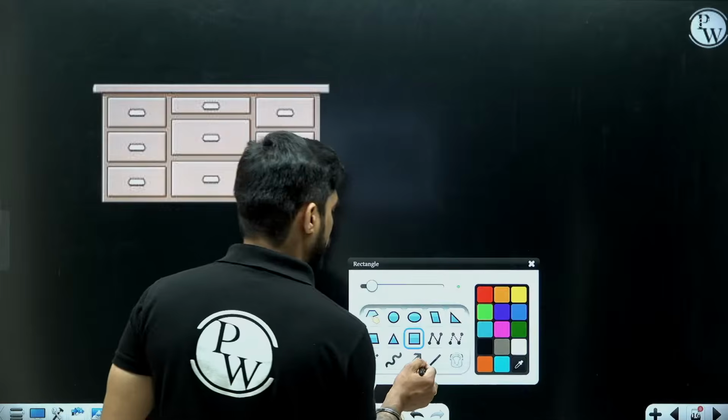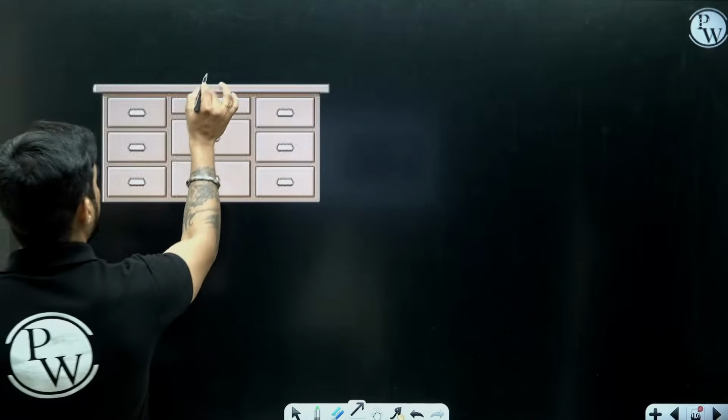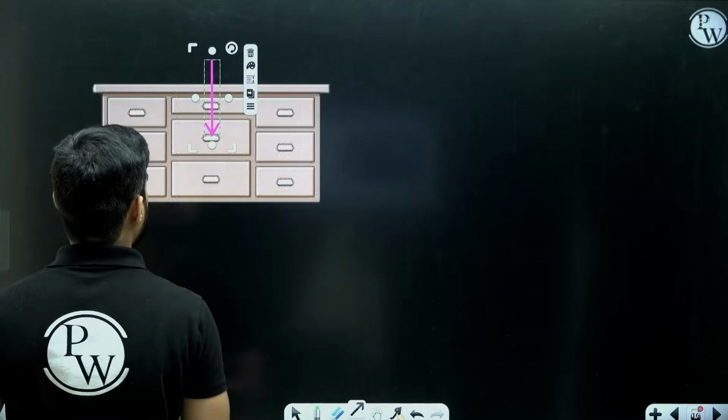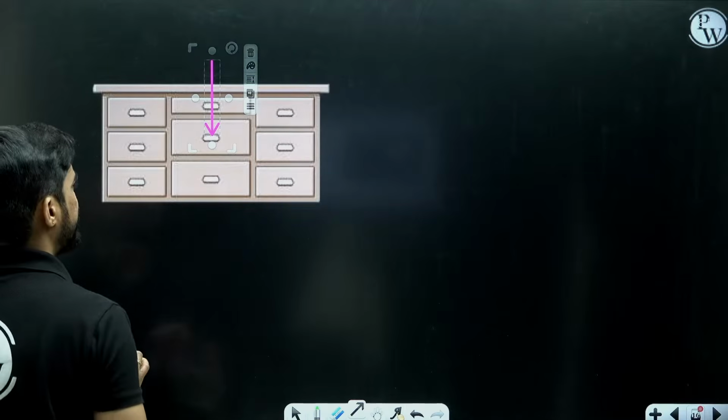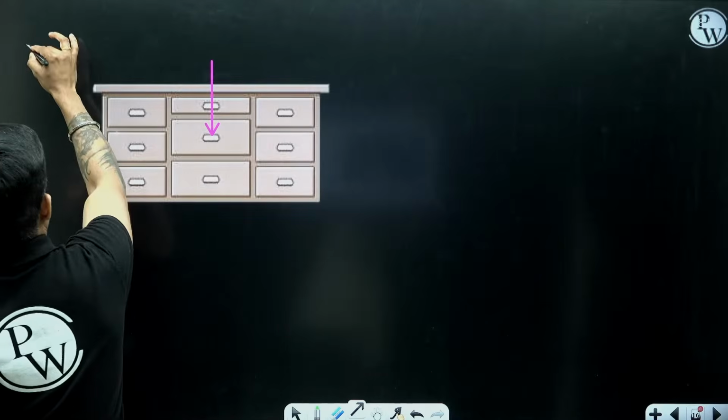So draw the free body diagram of the dresser. The weight of the dresser is 500 Newton. We are applying a force F at theta equal to 30 degree like this.